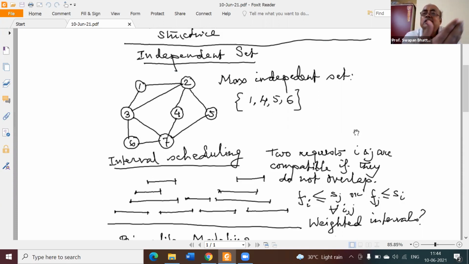Okay, another example of independent set. Again, you think of some other problem. Everywhere the catch is, to convert it to a graph, you need to have nodes and you need to have edges. Which one you consider as a node, which one you consider an edge, and what you ultimately want. This is the interval scheduling problem.